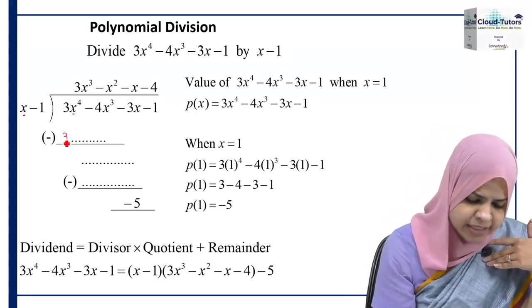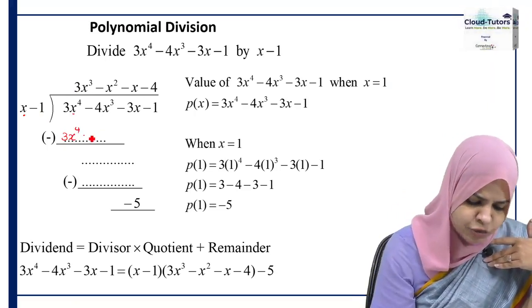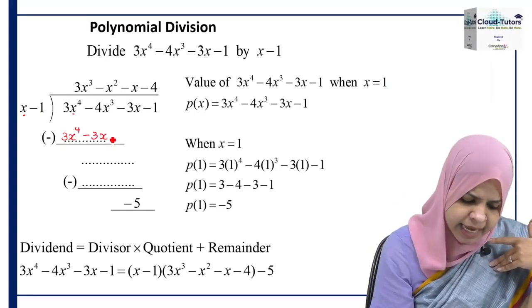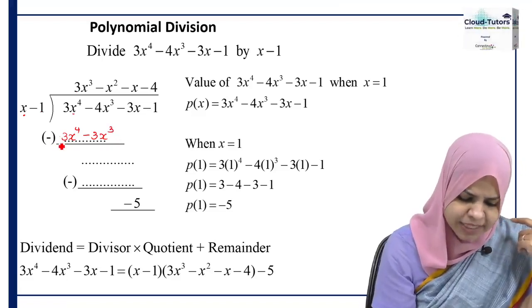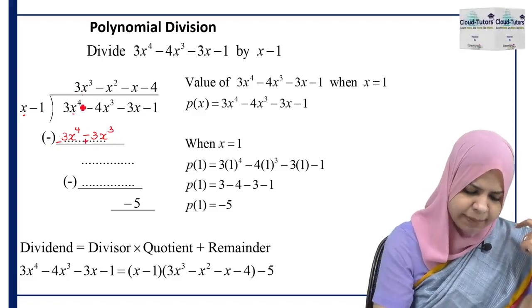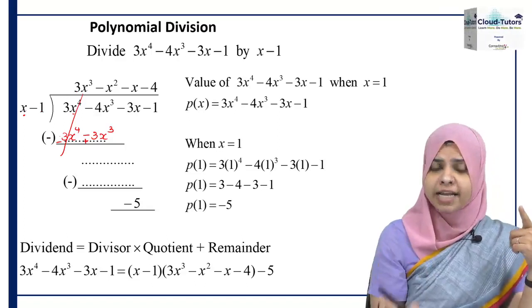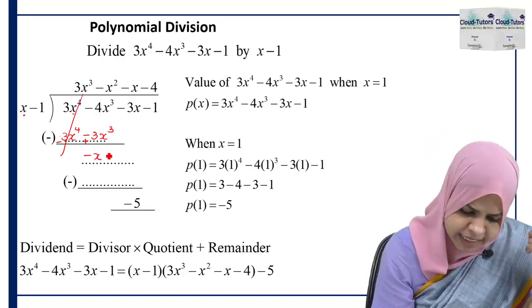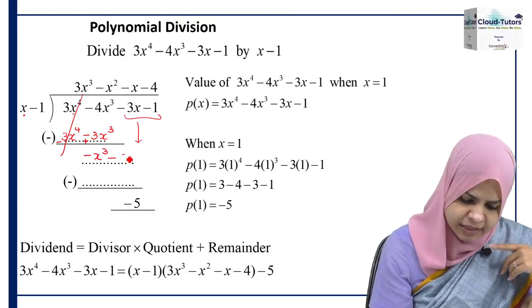3x cube into x is 3x to the power of 4. Minus 1 into 3x cube is minus 3x cube. So, minus into plus is minus. Minus into minus is plus. So, what happens? Definitely this gets eliminated. Minus 4x cube plus 3x cube will give me minus x cube. And the remaining term is written as it is.